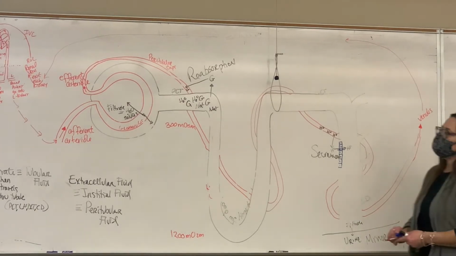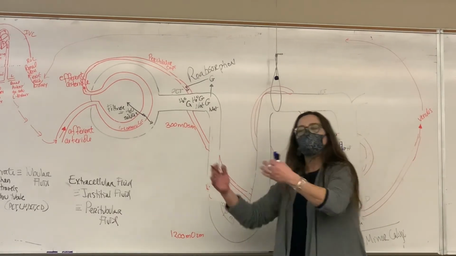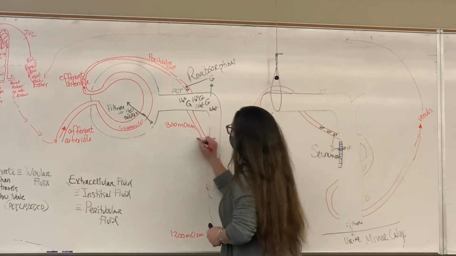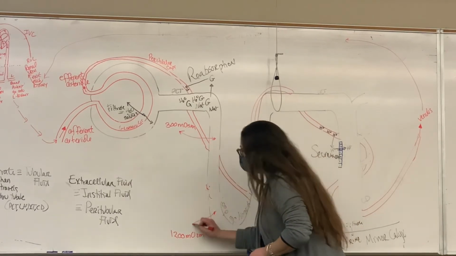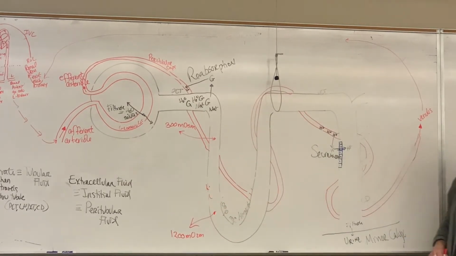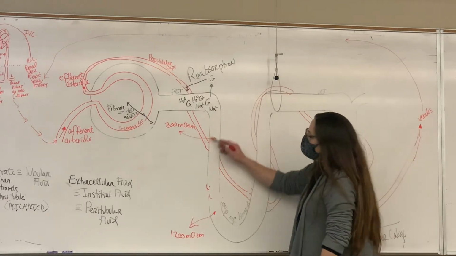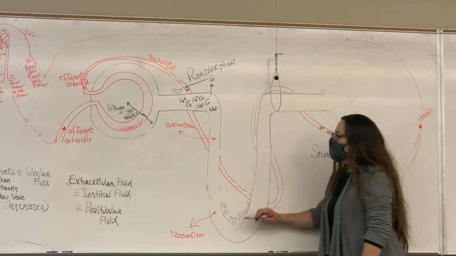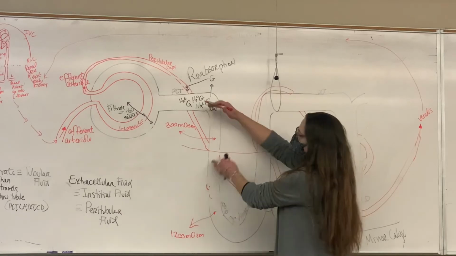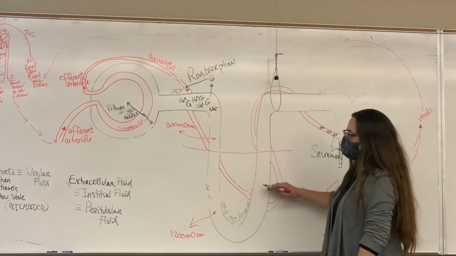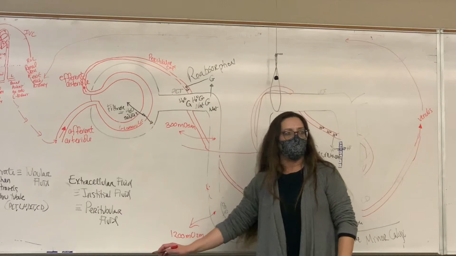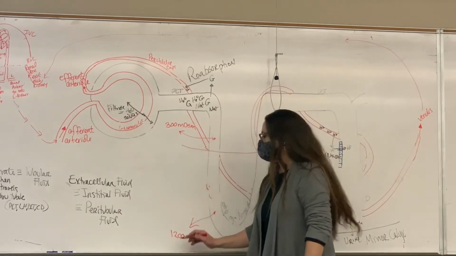So if I asked you, where are we going to have more water coming out of the filtrate? Here where it's 300 or here where it's 1200? Which one? 1200. The greater that concentration gradient, the more that the water will move, the faster diffusion will happen. So if we've got a really long loop of Henle versus a really short loop of Henle that only comes here, the long loop of Henle is gonna allow us to reabsorb more water. We're gonna pull more water out.